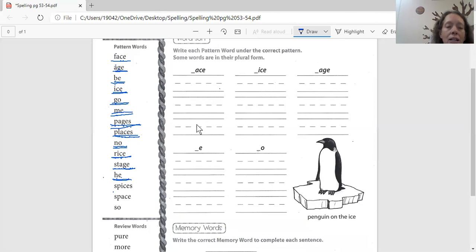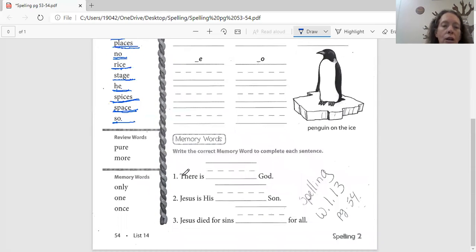Then we have spices, S-P-I-C-E-S, spices. Then we have space, S-P-A-C-E, space. Then we have so, S-O, so. Moving down to my review words.